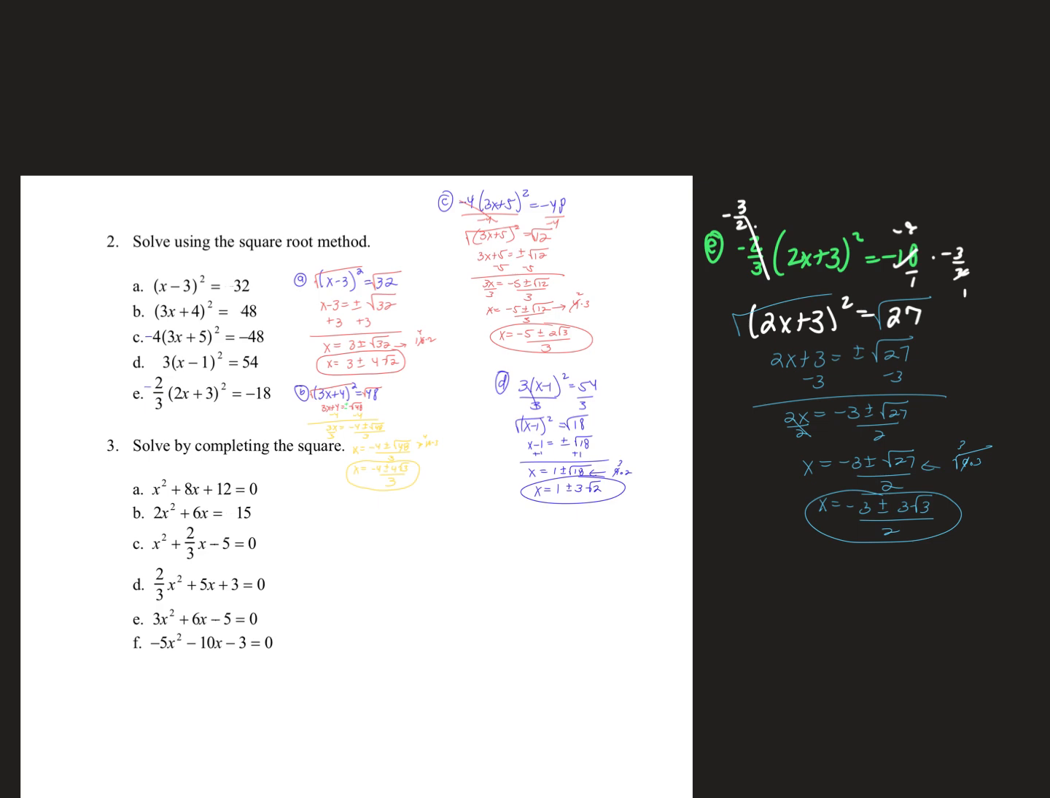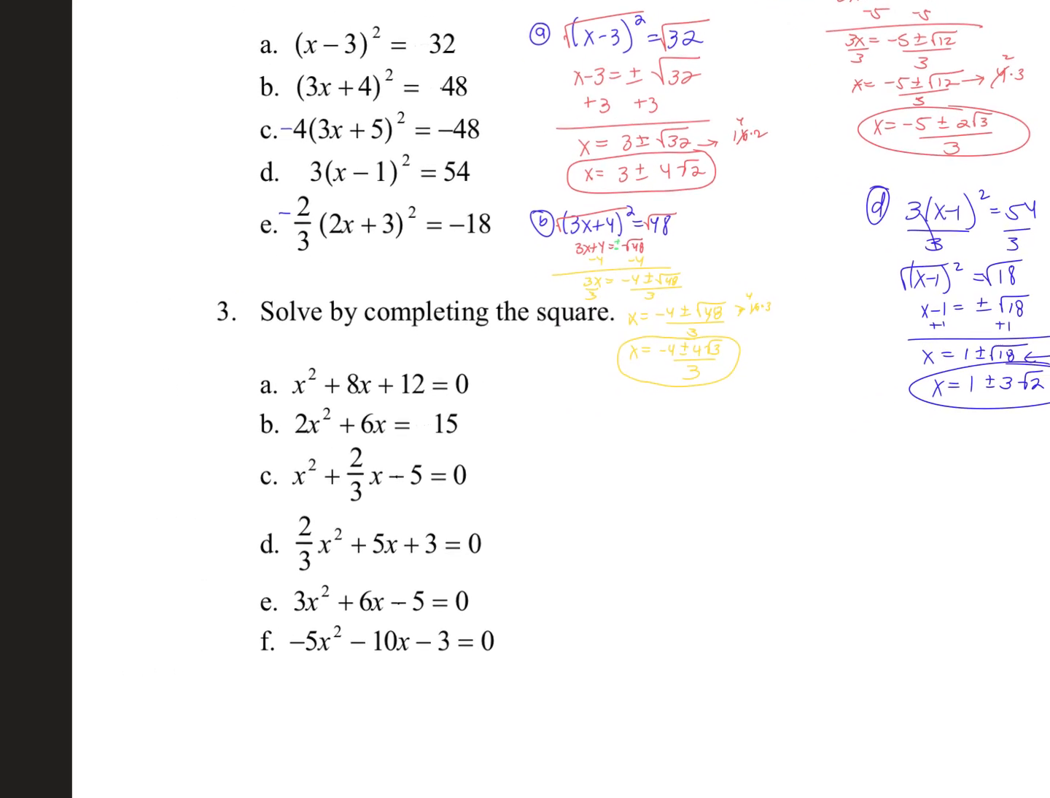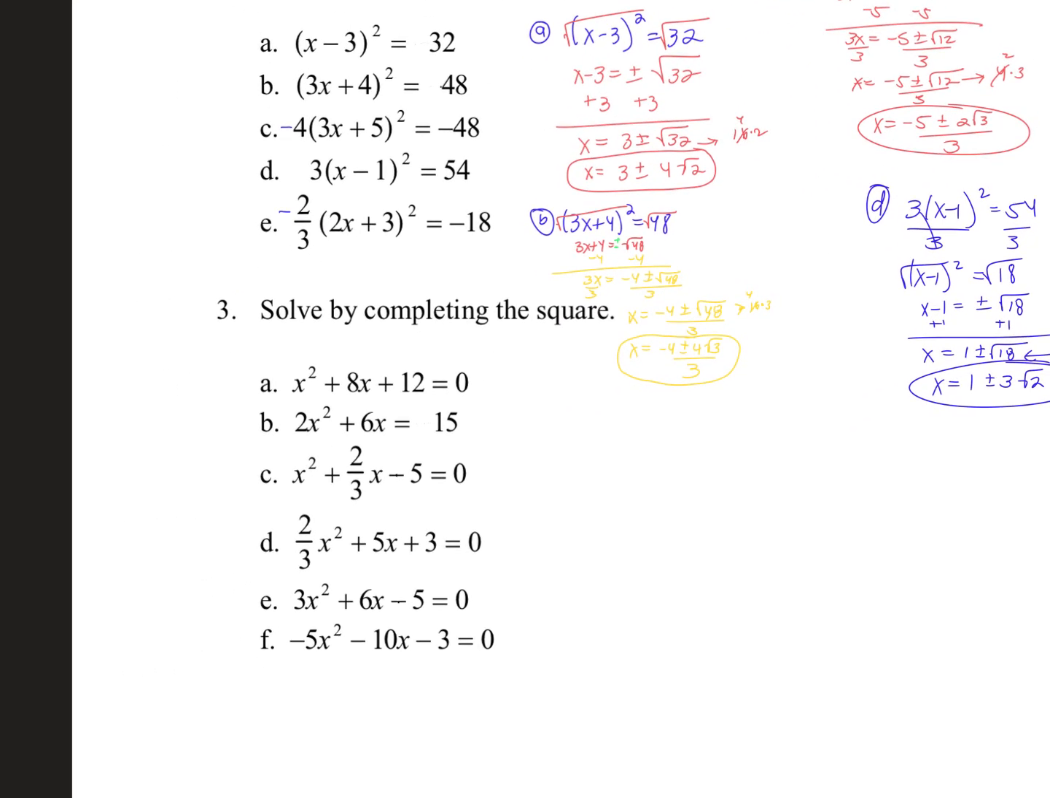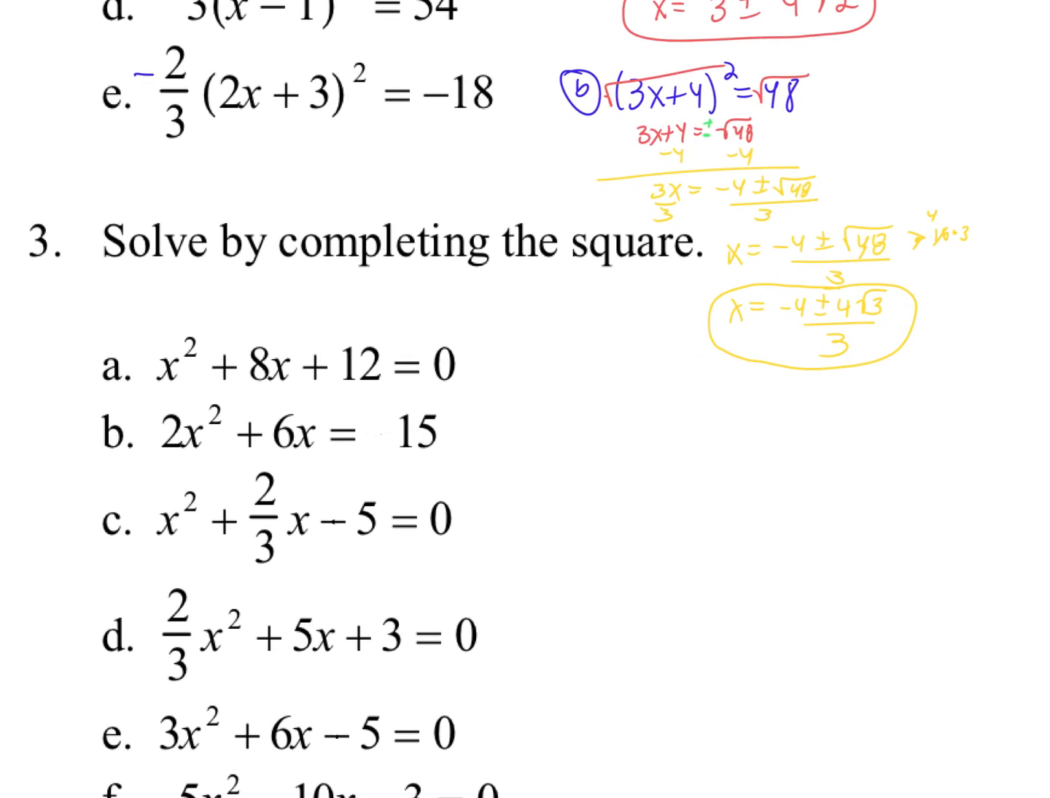And now I'm going to do some extra practice on completing the square. I guess I could do all of them. I'll go through it pretty quickly. Okay. So A with completing the square.